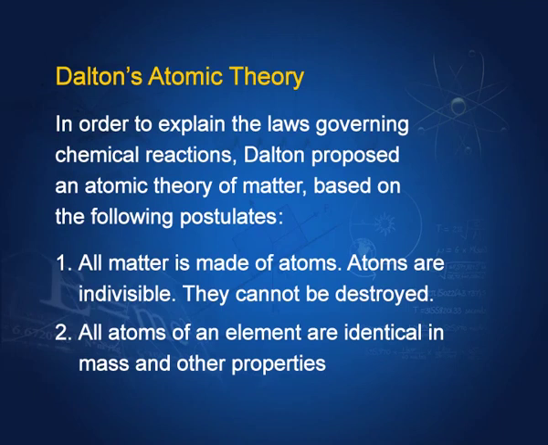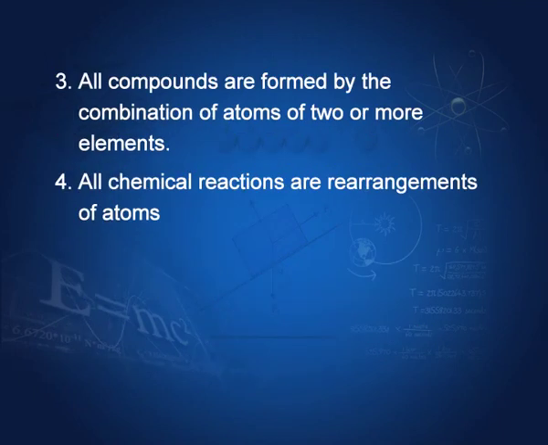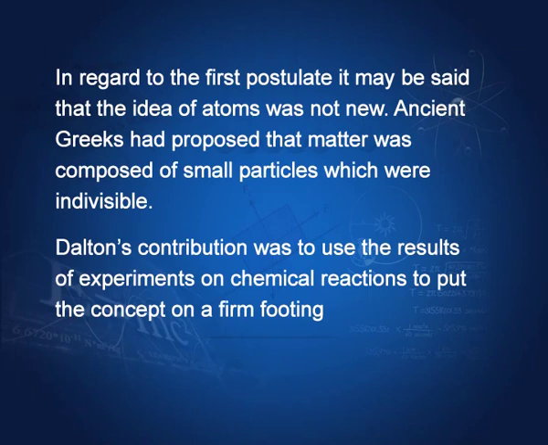So, considering all these laws and the chemical equations, Dalton formulated the atomic theory. What did he say? First, all matter is made of atoms. Atoms are indivisible and they cannot be destroyed. All atoms of an element are identical in mass and other properties. All compounds are formed by the combination of atoms of two or more elements. All chemical reactions are rearrangements of atoms. We saw that example: NO3 got detached from Na and was attached to silver. So, all chemical reactions are rearrangements of atoms. Now, the first postulate, atoms: a similar idea was propounded long back by the Greeks. So, he borrowed the term from them and called them atoms.